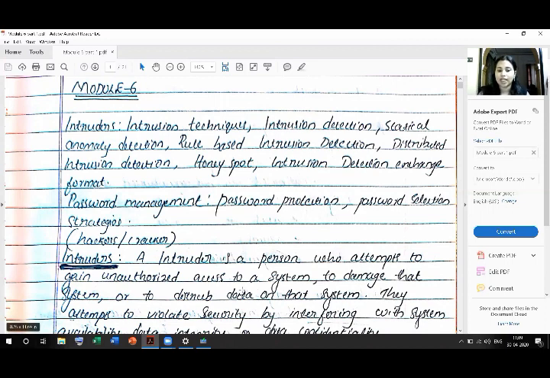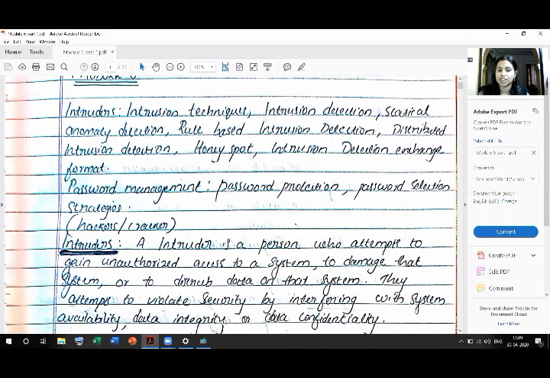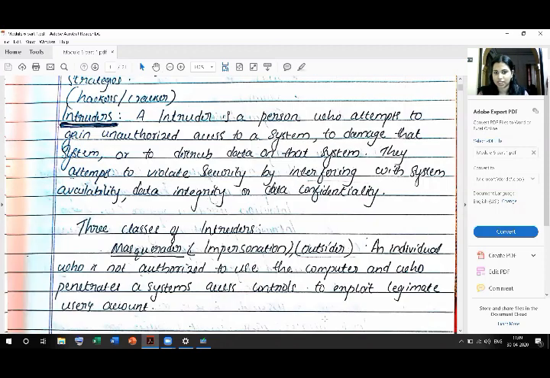They attempt to violate security by interfering with the system's availability, data integrity, or data confidentiality.